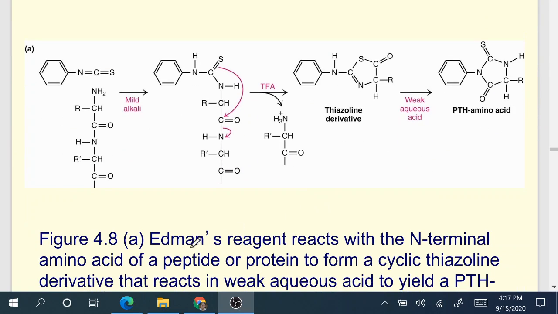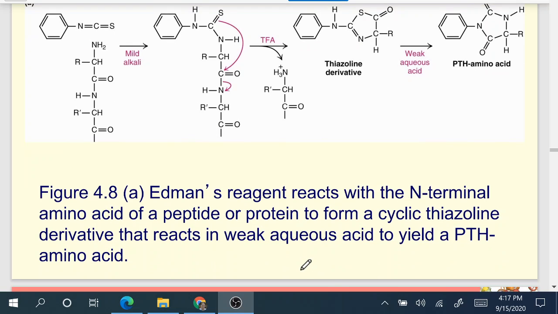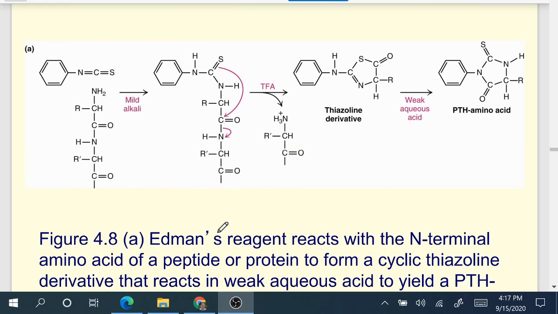So here we have an example of Edman's reagent, which reacts with the N-terminal amino acid of a peptide or protein to form a cyclic thiazolinone derivative that can react in weak aqueous acid to yield a PTH amino acid. So here we have the N-terminal amino acid, which obviously proteins have to have an N to them, and one end is going to have an amine group because of the way they are polymerized, and the other end will have a carboxylic acid group. So this amine group reacts in mild alkali solution with this reagent to give this cyclic product, and then we get this PTH amino acid.